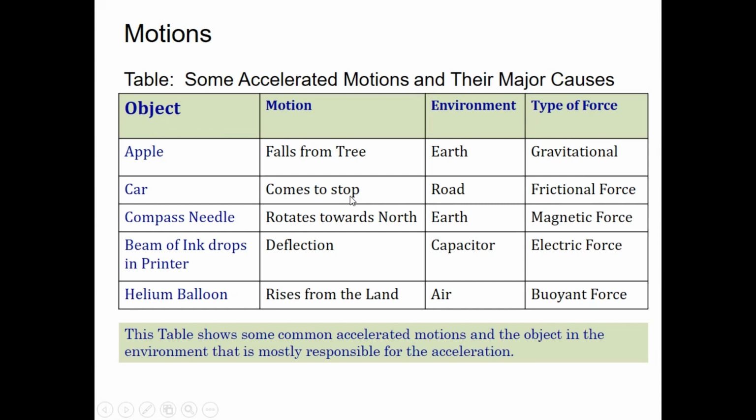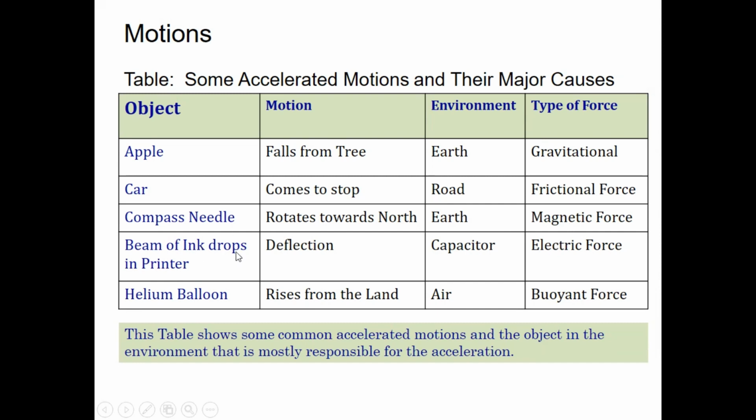If there is a compass needle rotating towards north, then the Earth environment is causing this, and the magnetic field of Earth is responsible for this effect. So the force is a magnetic force.